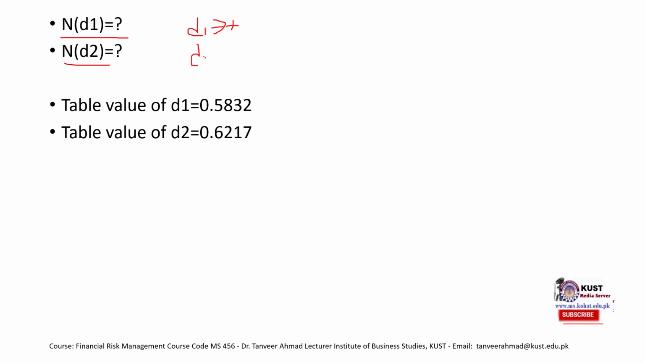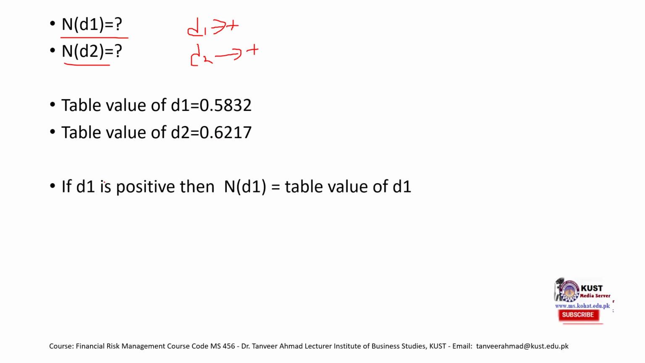Similarly, if D2 is a positive value, then the tabulated value of D2 would be ND2. This is what I have written. If D1 is positive, then ND1 is equal to the table value of D1. So if D1 had been positive, then this would have been ND1. But in our case, D1 was negative. If you remember, it was minus 0.21.